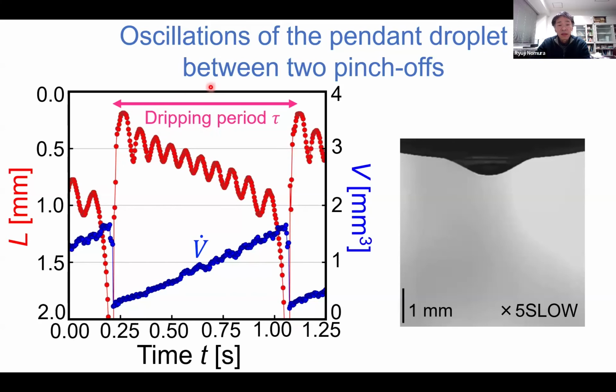What we measure is the dripping period, tau. It's the time between two pinch-offs. So we measure this dripping period tau. During this oscillation, the volume of the droplet is increasing. It's nearly proportional to the time. At this pinch-off, the volume suddenly decreases like this. From this slope, we can estimate the flow rate into the droplet. So V dot, the flow rate, we can measure during this oscillation process.